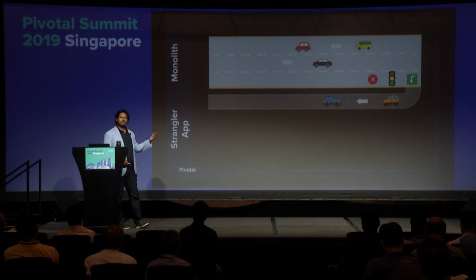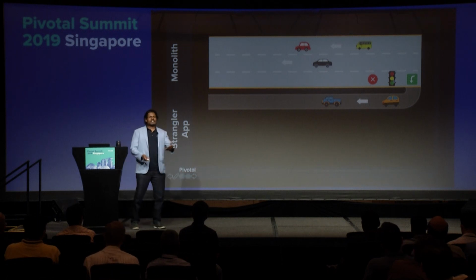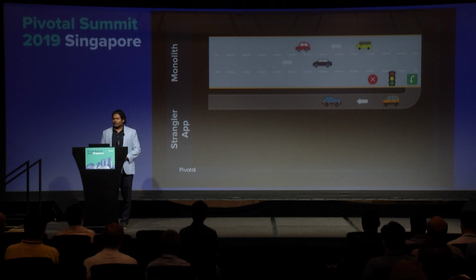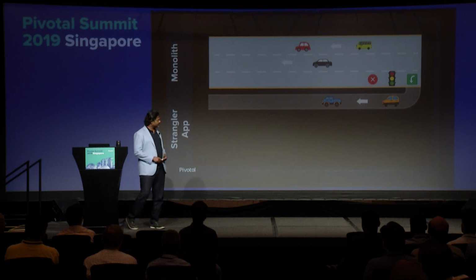Well, start small. And that traffic light right there is your LTM load balancer, if it's a web app, a proxy, or an API gateway, really. Anything that can route traffic between the old and the new, right?